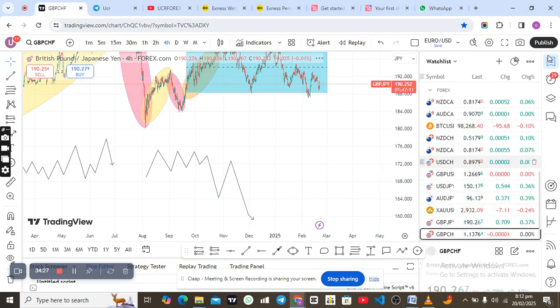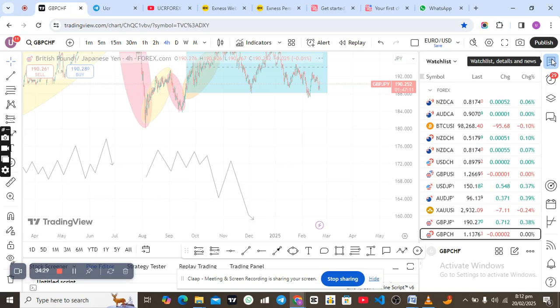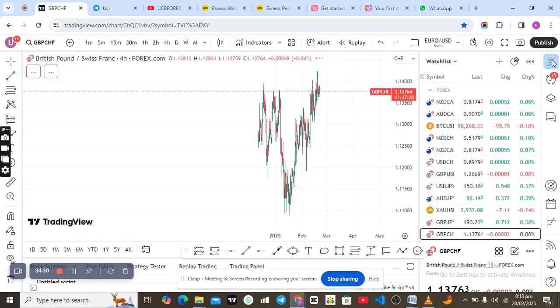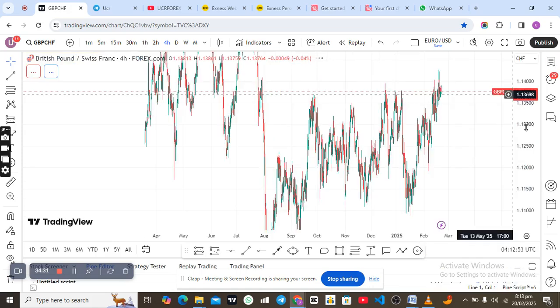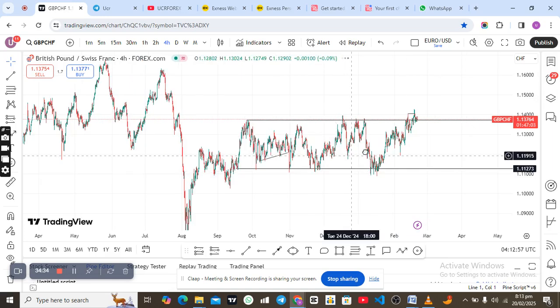So we go to GBP CHF for me to show you something like a real range market. I will try to delete everything here. Look at what we have here.